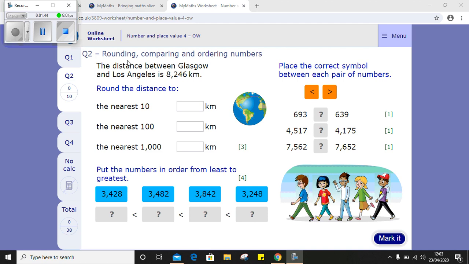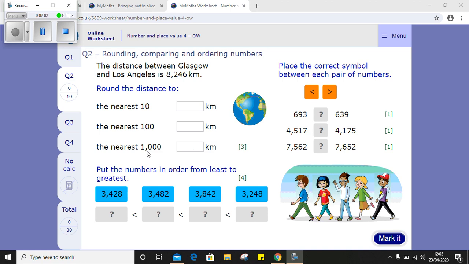Here we're looking at rounding, comparing and ordering numbers. So let's look at this first question. The distance between Glasgow and Los Angeles is 8,246 kilometers. And then we need to round the distance first to the nearest 10, then to the nearest 100, then to the nearest 1,000.